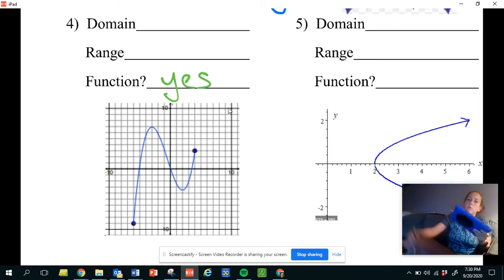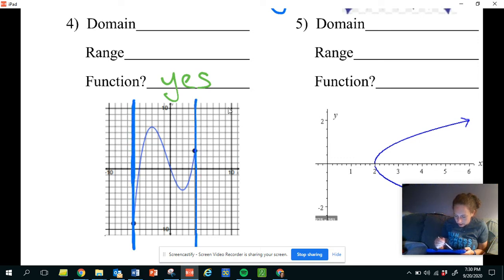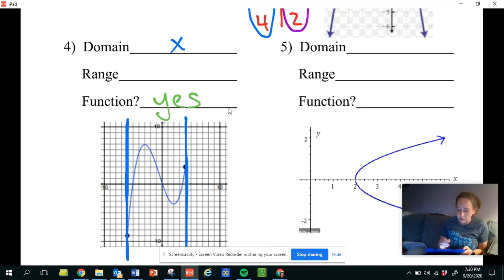Then I'm still, for my domain, looking for left and right boundaries. So these are dots, they're not arrows. So it does not go past this point to the left or this to the right. So that means that I have two boundaries. So I'm going to put x in the middle. Now the furthest it goes to the left is -6. And the furthest it goes to the right is 1, 2, 3, 4.